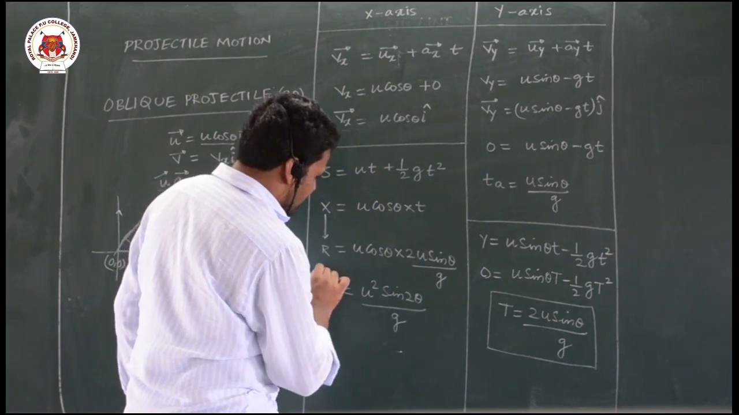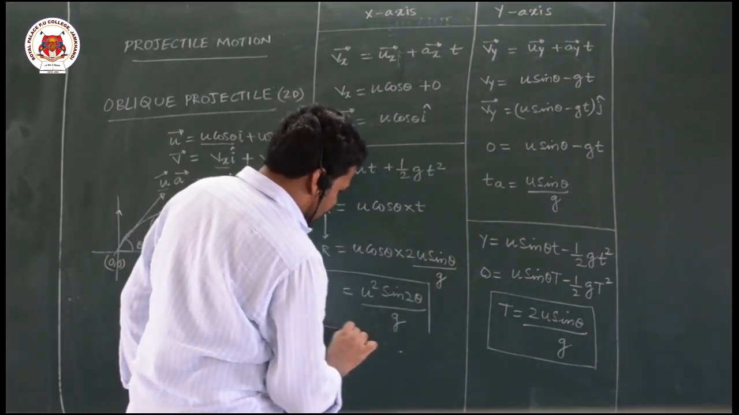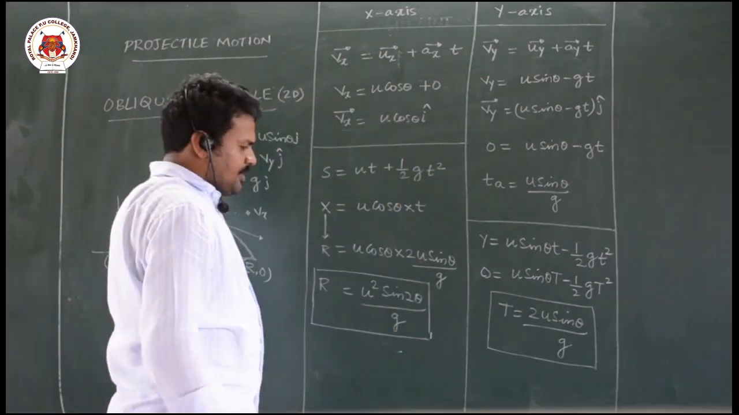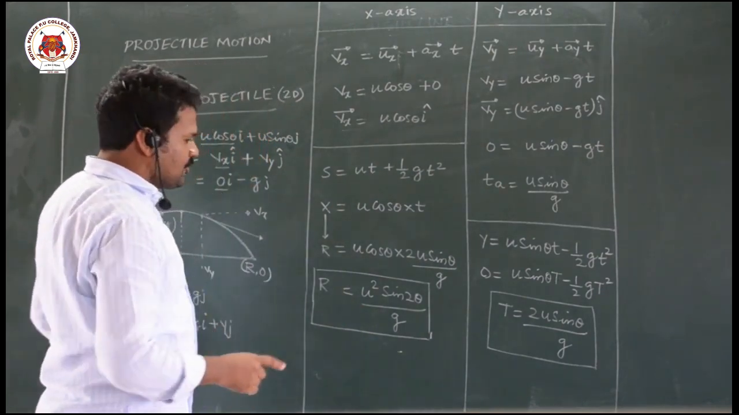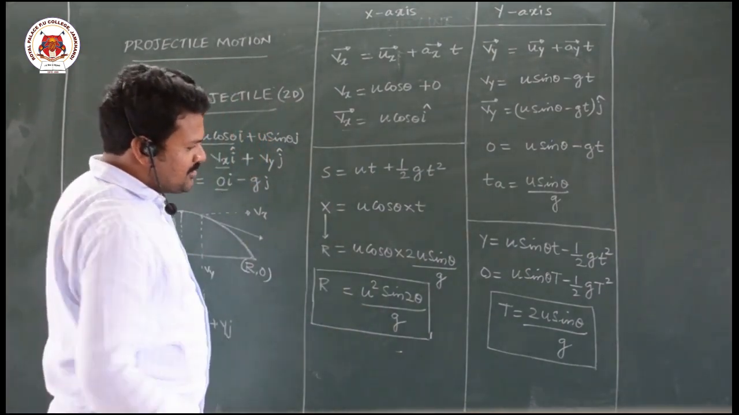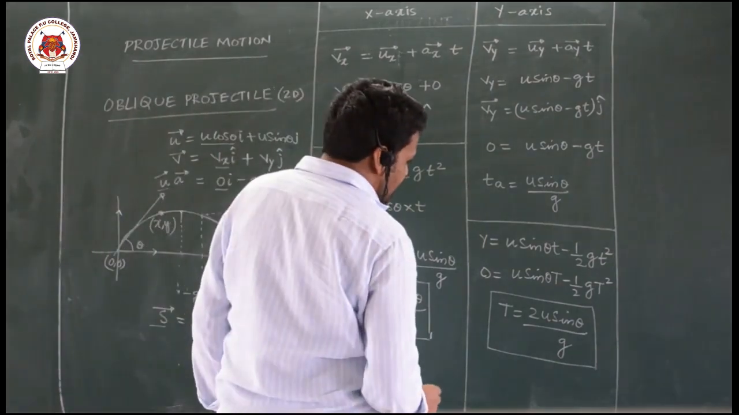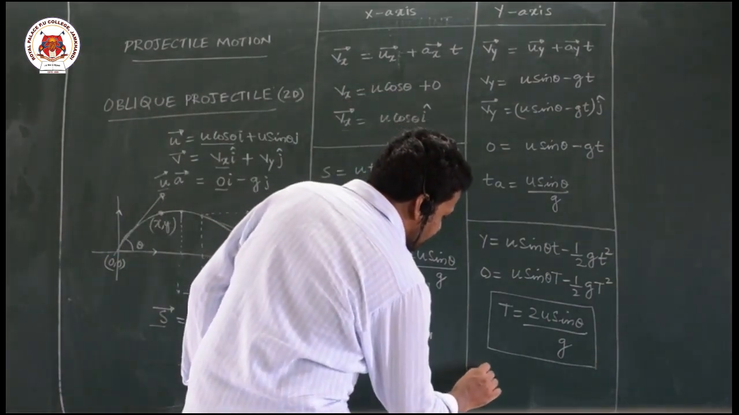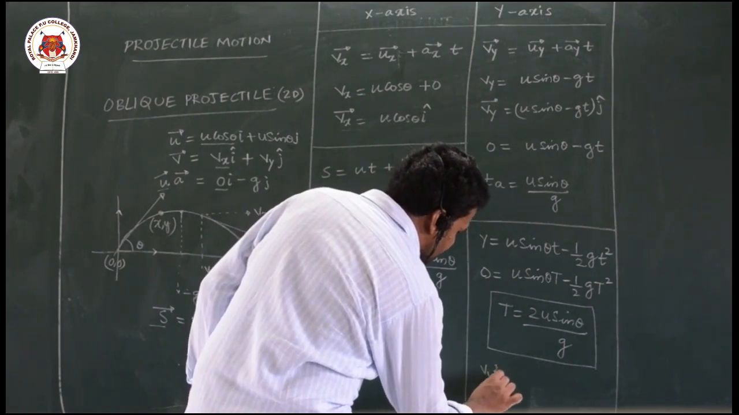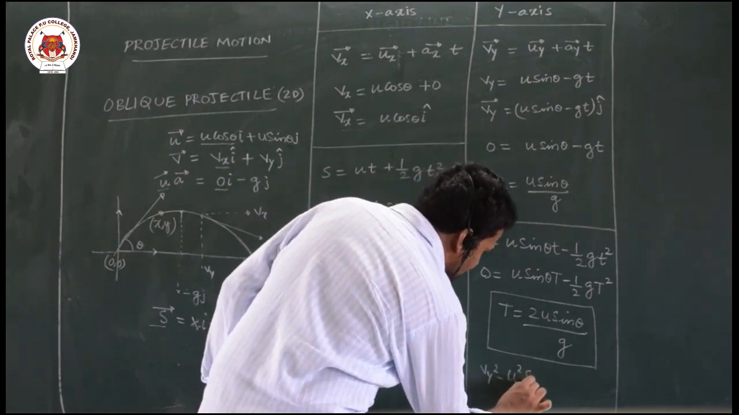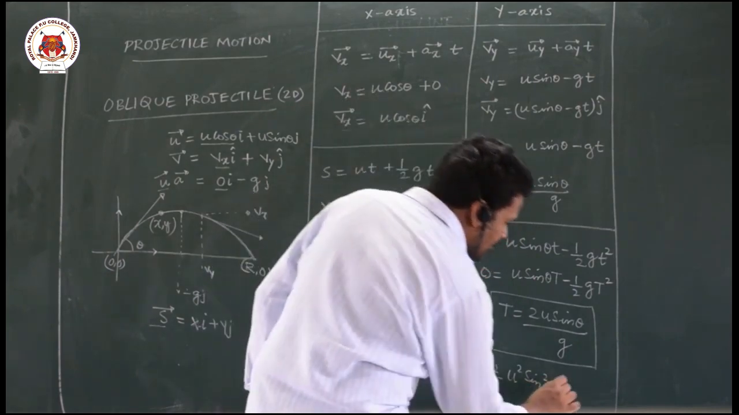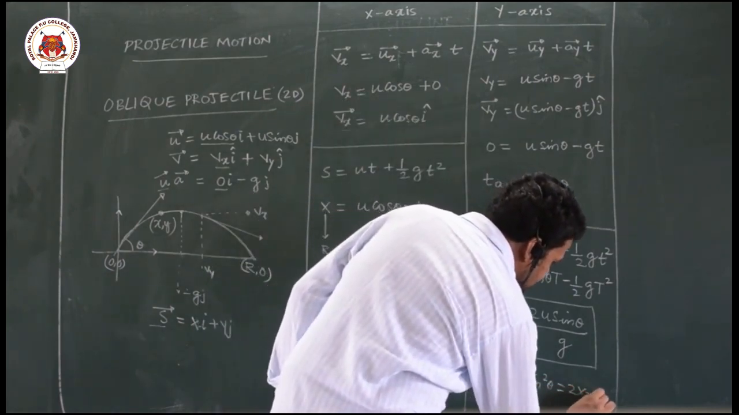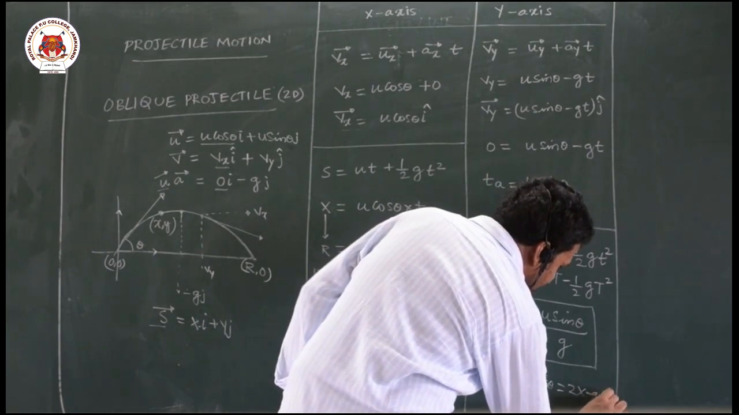Next you have to derive maximum height. There is no need to apply v square minus u square is equal to 2as here because all are 0 only. So to get maximum height, vy square minus u square sin square theta is equal to 2 into minus g into h max.